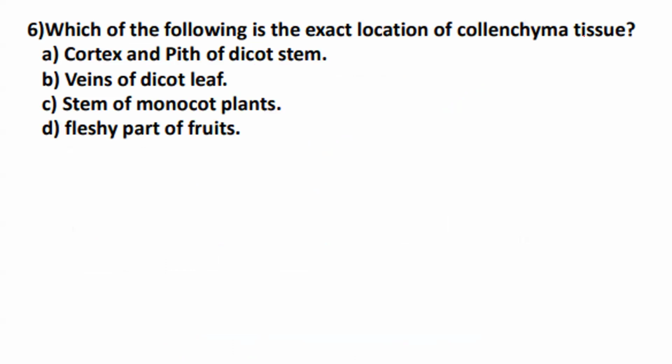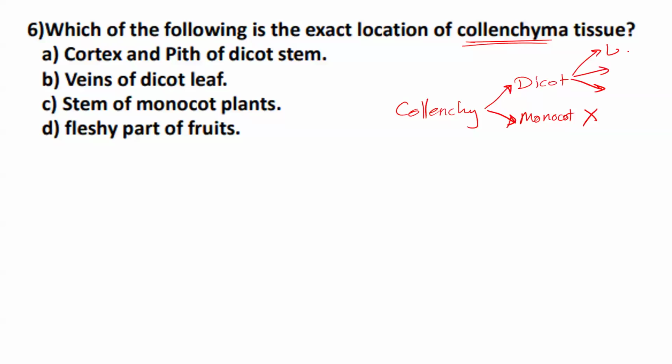Question number 6. Which of the following is the exact location of collenchyma tissue? Remember, when talking about collenchyma, I gave you a rough idea. If you take the categories of plant, dicot, monocot, collenchyma is not there in monocot. It's only present in dicot. Normally a plant has three parts, no? Leaf, stem, and root. Collenchyma is not present in the root. It's present in the leaf of dicot plant and stem of dicot plant.